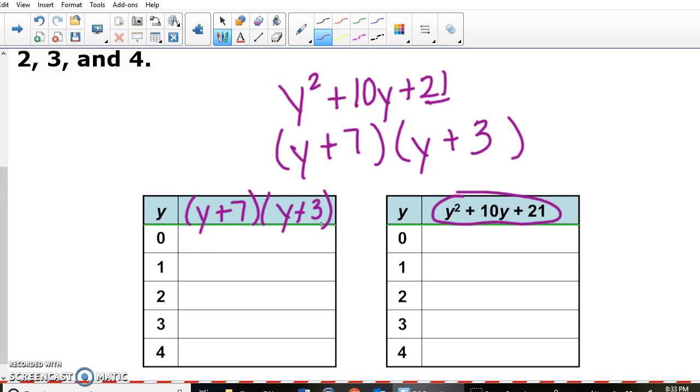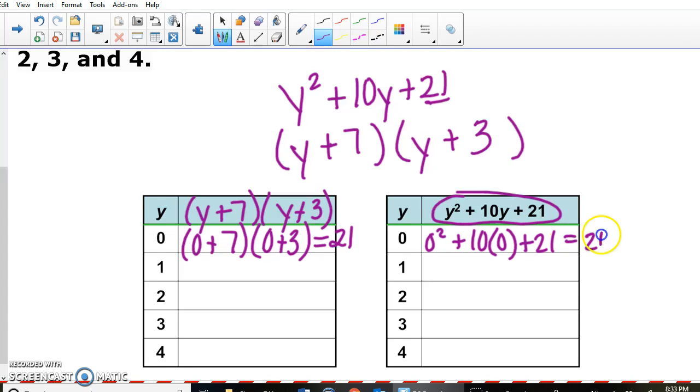Okay, and then I'm going to just plug in 0 for both of these. I'm going to plug in 0 for y and evaluate that. So on this one, I've got 0 plus 7, which is 7, 0 plus 3, which is 3, and then 7 times 3 gets me 21. Over here, I'm going to do the same thing, plugging in 0 for y, and when I evaluate that, I get 21. So I get the same thing I did on the first one there.